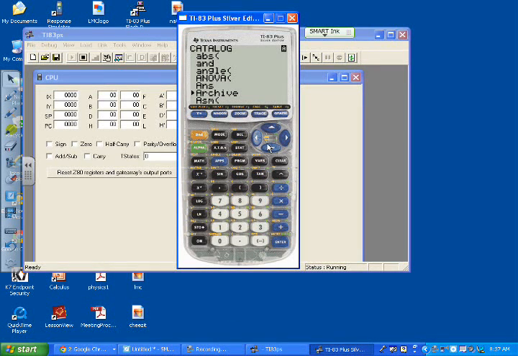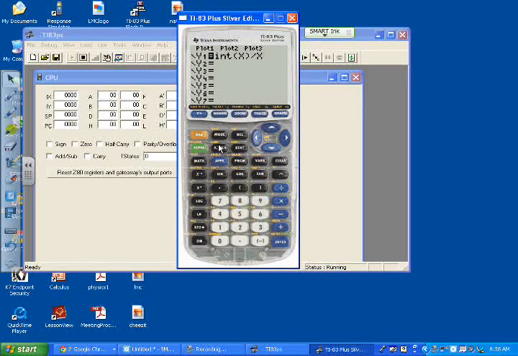To graph that, if you click on second and then click on 0, which has catalog, you could just kind of scroll through all the different functions and programs of the calculator until we get int open parentheses. And when we get to that, that's the greatest integer function. So I'm going to graph the greatest integer function of x all over x.